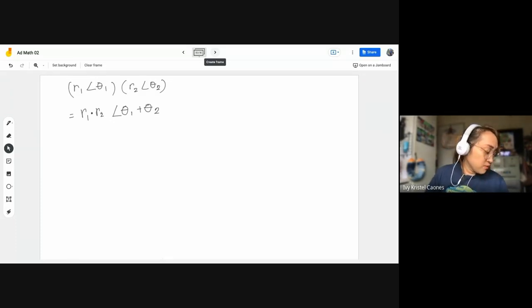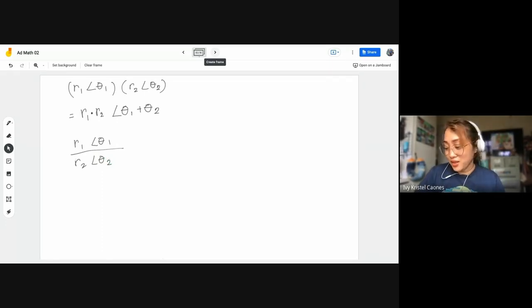Then we also have the division, and that is, if that is R1 bar angle theta 1 over R2 bar angle theta 2, you don't need to get the conjugate. You just perform it by R1 over R2 bar angle theta 1 minus theta 2. That is the angle of the numerator minus the angle of the denominator. That is how you are going to simplify the division or perform the division of a polar form complex number.